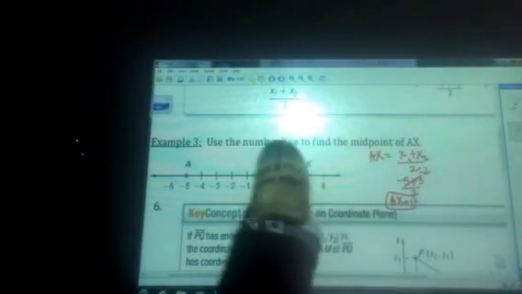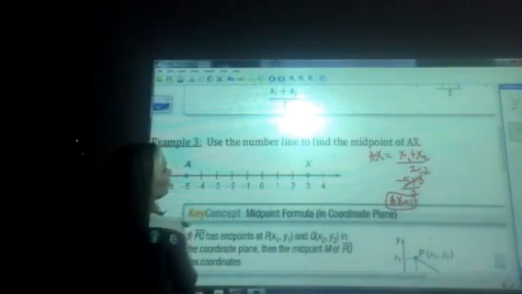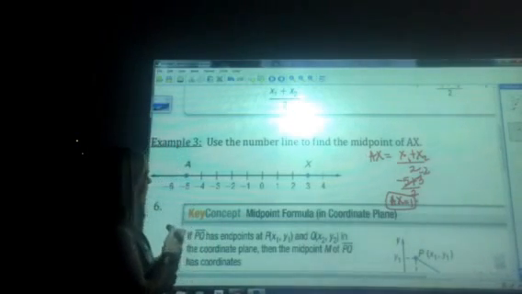So right here at 1 would be our midpoint. Okay? All right, let's move on.